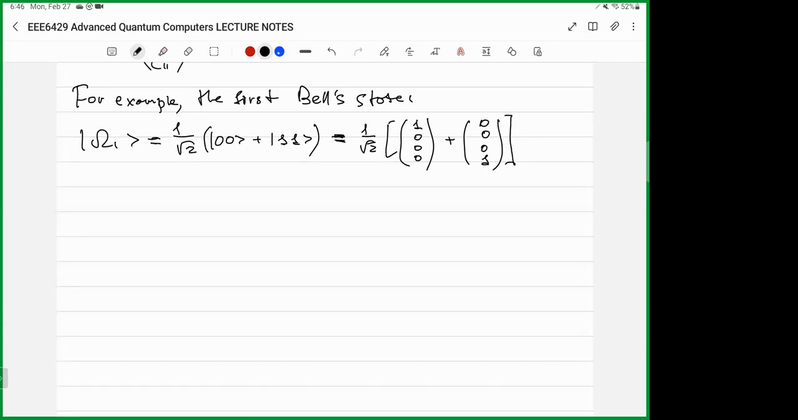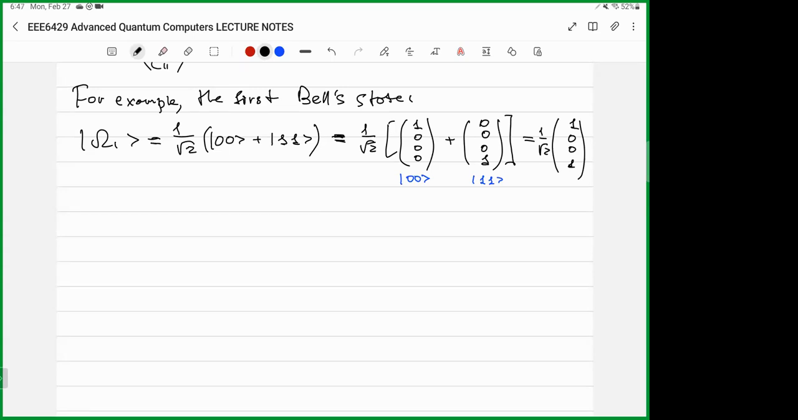Right, this is the state 00, and this is the state 11. And what I get is 1 over square root of 2 and then the vector 1, 0, 0, 1. This is how we work with the state vectors of two qubits.